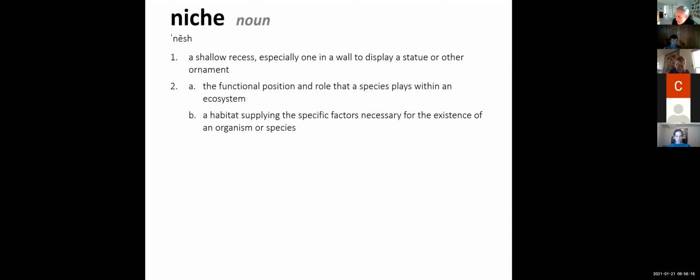All right, next term is niche. A niche is defined in the dictionary as a shallow recess, especially one in a wall to display a statue or other ornament. This word is applied to biology to mean the functional position and role that a species plays within an ecosystem, or basically its job in that ecosystem. Or a habitat supplying the specific factors necessary for the existence of an organism or species.